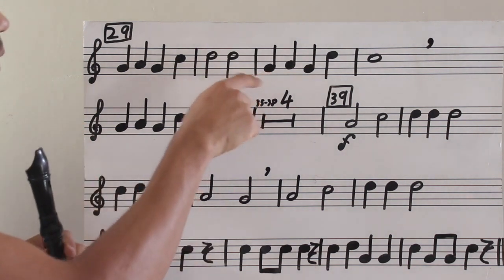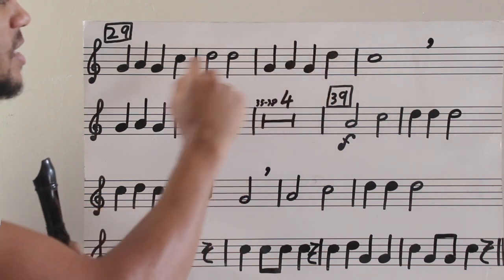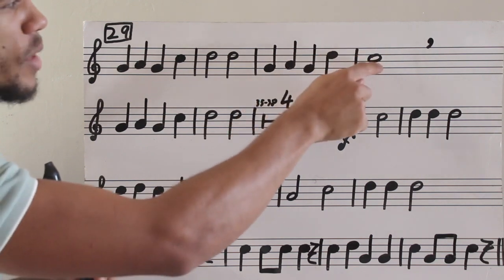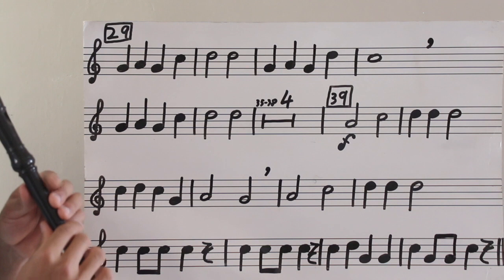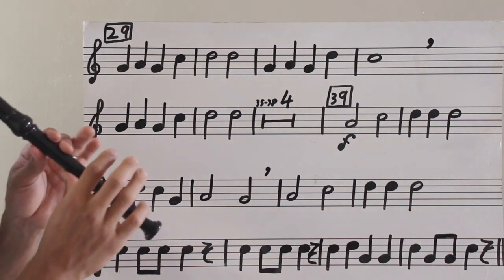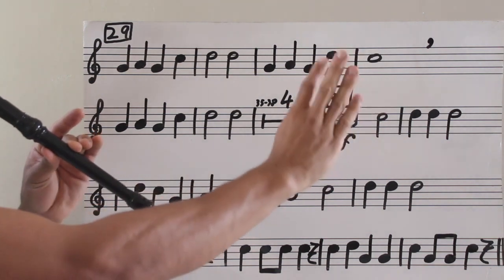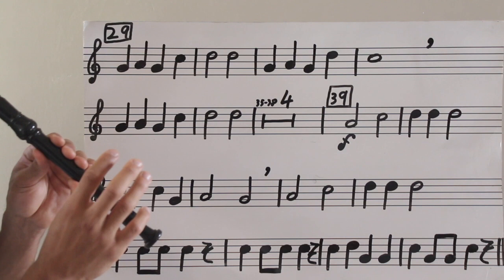Let's go bar 31. We have the exact same pattern, except this 3rd and 4th note is going to be a high D instead of a C. So G, A, G, D, and then we hold that C for 4 beats. So let's go from bar 31. 3, go. Again from bar 31. 3, go.